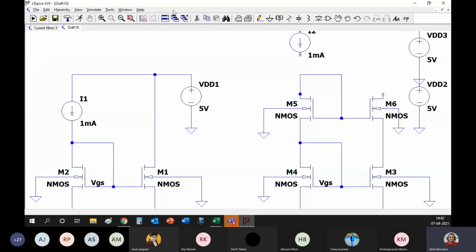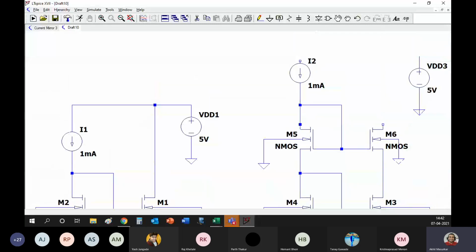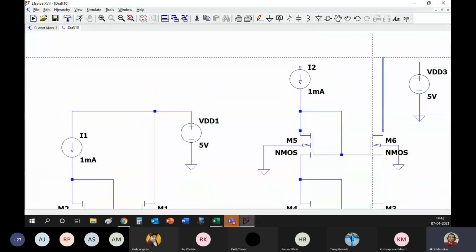Okay. And now come the connections. So we have two current mirrors now. One is a cascode current mirror and one is a normal current mirror. Both are having the same value. Both are having a 1 milliampere current source. But what is special is that the cascode current mirror is unaffected by channel length modulation. That is something special.